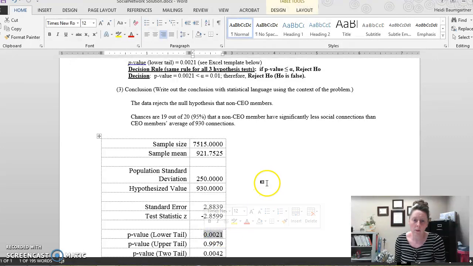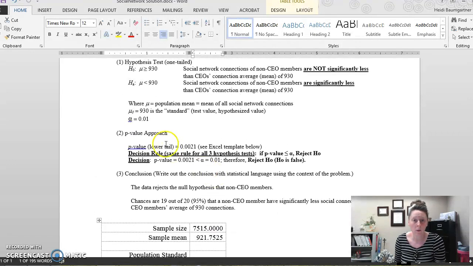The p-value is 0.0021 for a lower tail test. Again, you know it's a lower tail because when you're looking at the alternate hypothesis, mu is less than, so less than, lower tail. So with the p-value approach, the decision rule is the same. If p-value is less than or equal to alpha, reject H0. If p is low, H0 must go.